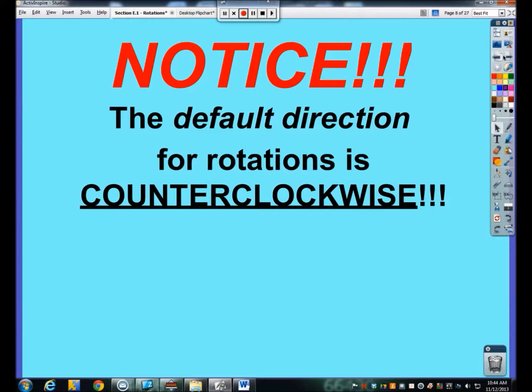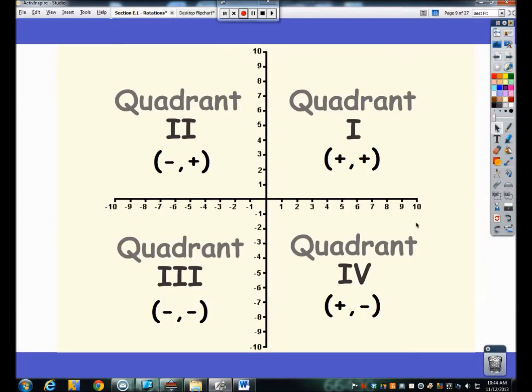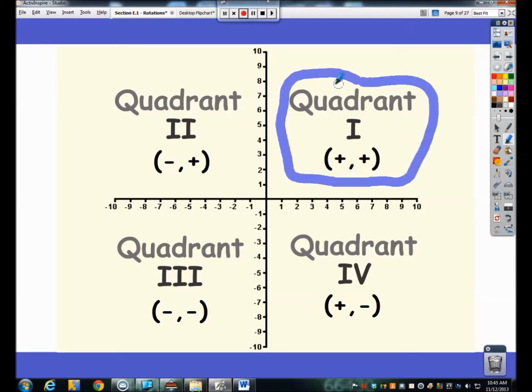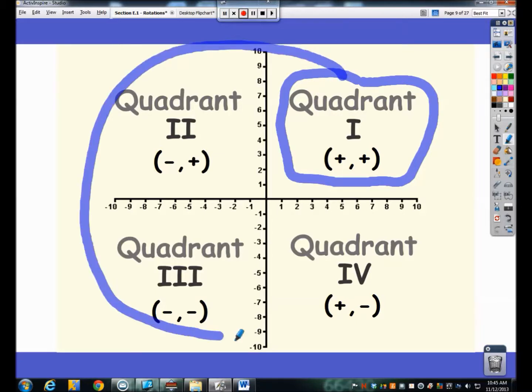Well, let's talk about this. In our coordinate plane, we have four different quadrants, 1, 2, 3, and 4. Quadrant 1 is where our x and y coordinates are positive and positive. And to name all the other quadrants, we go counterclockwise, which is the main reason why the default direction in rotations is counterclockwise.